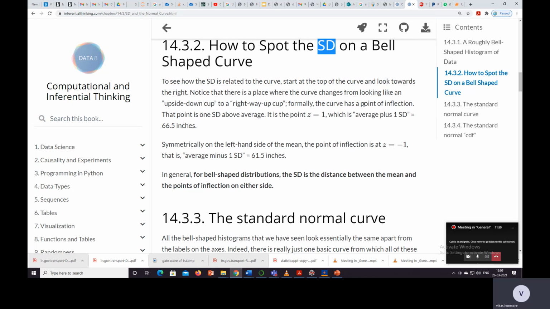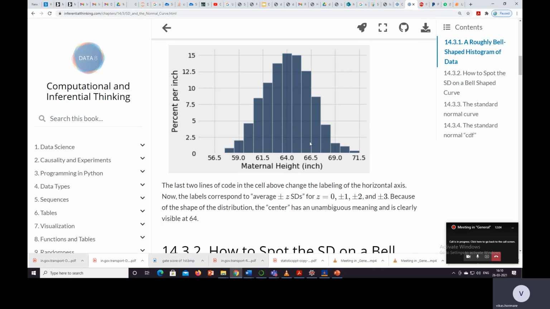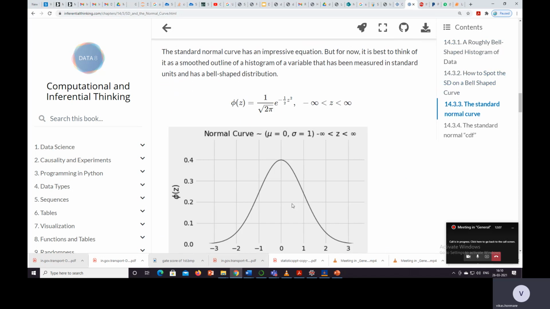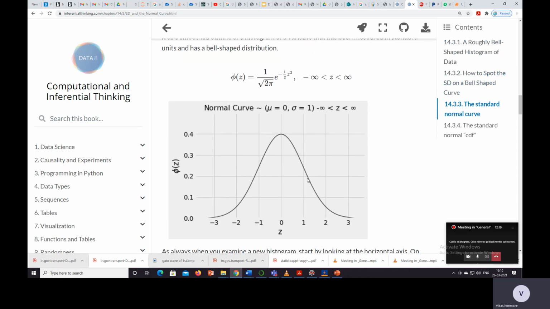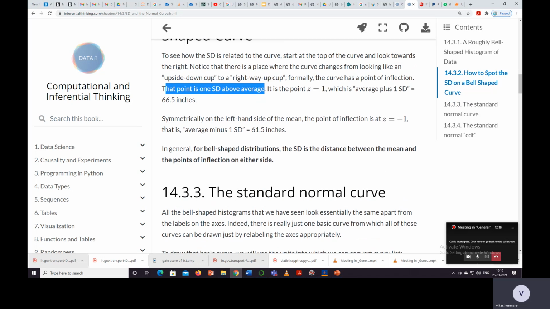The curve has a point of inflection. Okay, so formally the curve has a point of inflection and that point is one standard deviation above average. Okay. So the first point of inflection is 66.5. Here we can see 0 and one standard deviation away is this point. This is called the point of inflection, and that point is one standard deviation above average, and it is z equal to 1, which is average plus 1 SD, which is 66.5.